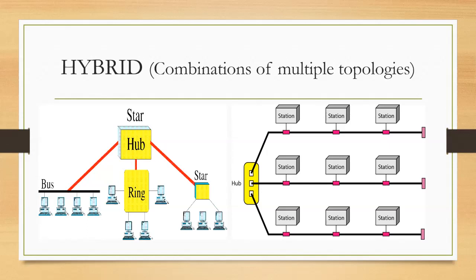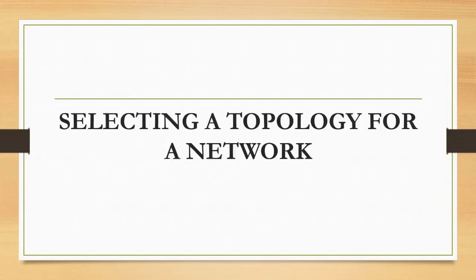Then the criteria based on which these topologies are compared or can be selected are fault identification and isolation, data privacy, amount of hardware required, and the cost associated with it, then the effect of failure of one link on the whole network, and whether the network is robust or not. So these are the criteria based on which you can select a network.